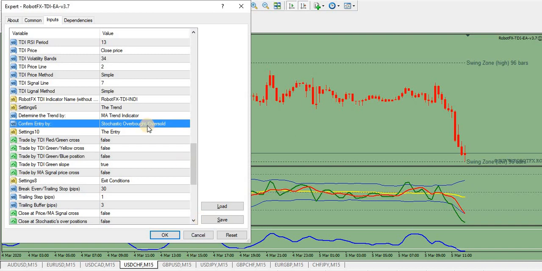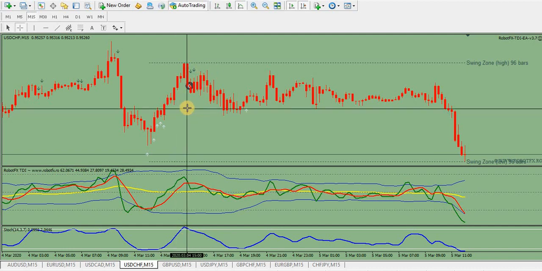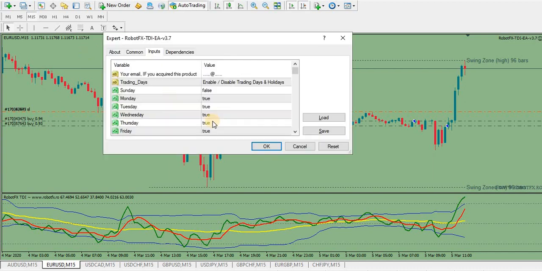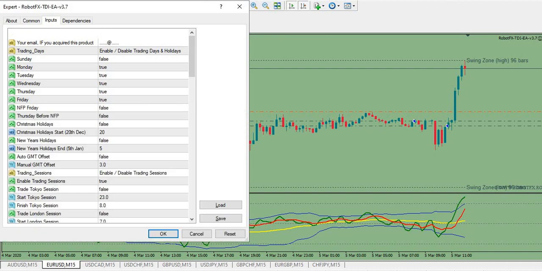So if the stochastic is in the overbought area, up here, it means that the expert advisor is allowed to open a sell trade, as it did. If it's in the oversold area, then the expert advisor is allowed to open a buy. And this, along with the other criteria to open the trade, works quite well. It gives the possibility to filter many unwanted trades, fake signals.